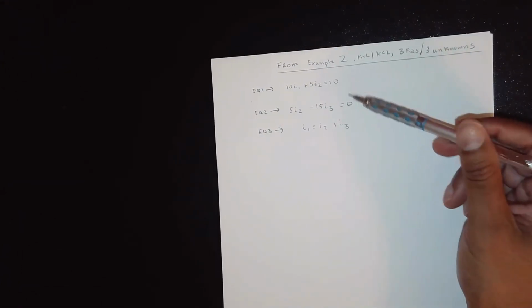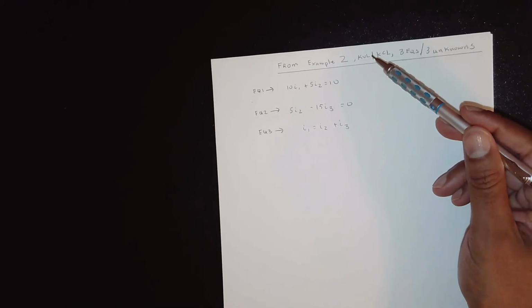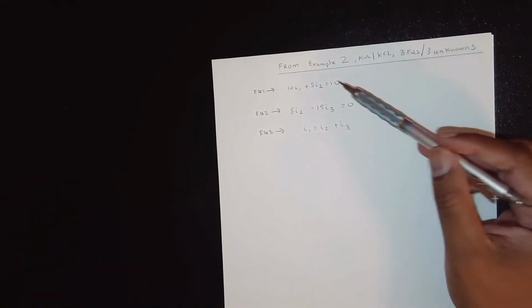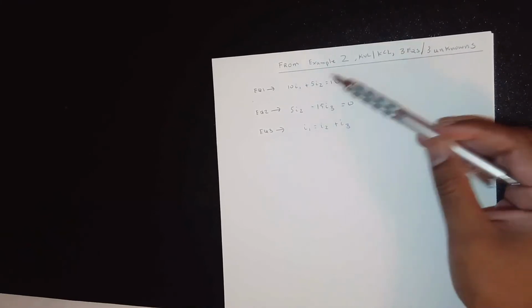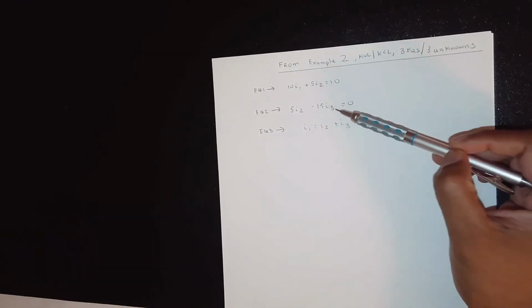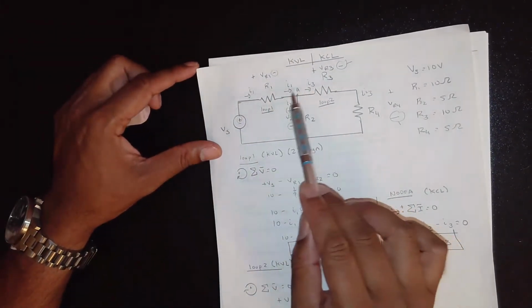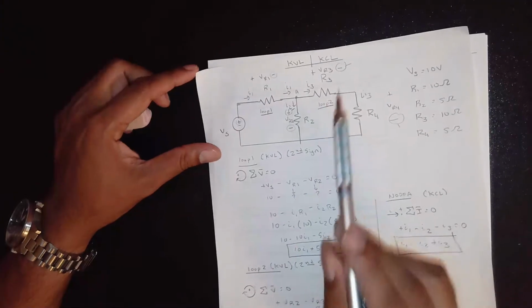In this video, we're going to talk about how to solve these three equations, three unknowns from example 2, KVL, KCL, and there's three equations, three unknowns. It's three equations, 1, 2, 3. Unknowns are I1, I2, I3, right? And this equation derives from this circuit right here we solved earlier in example 2.